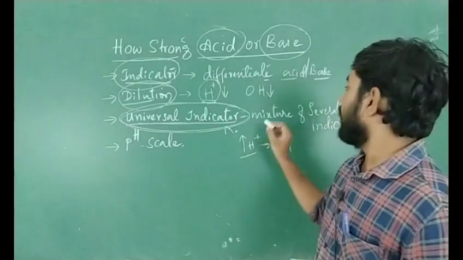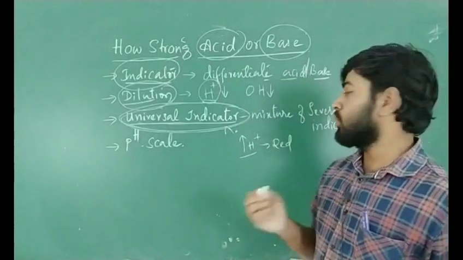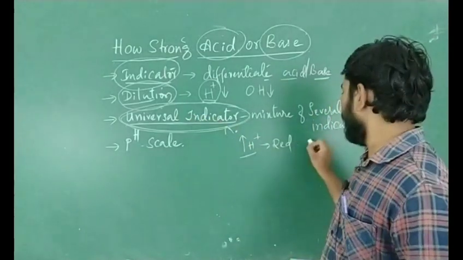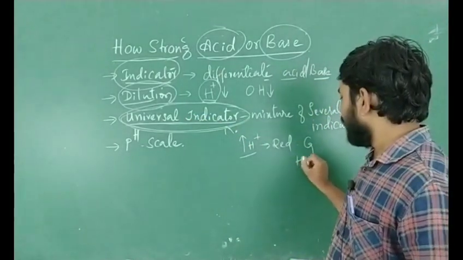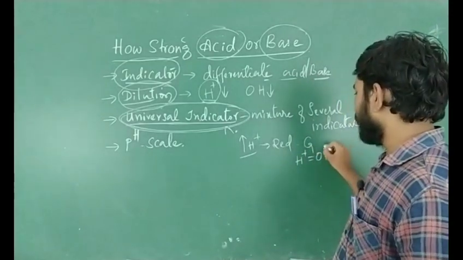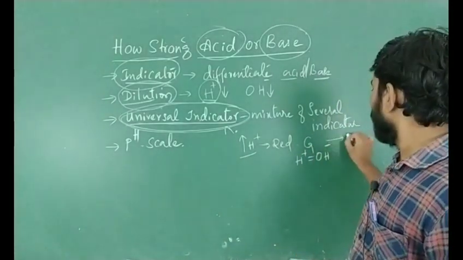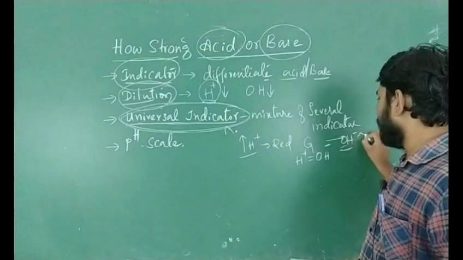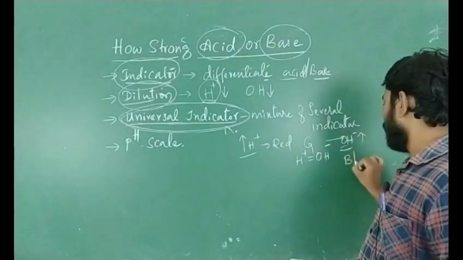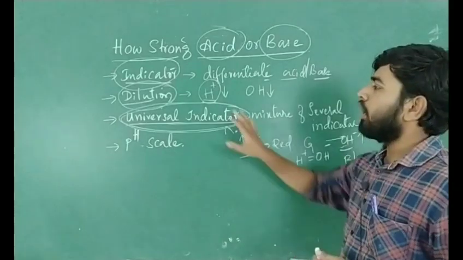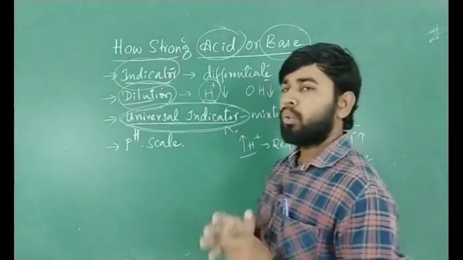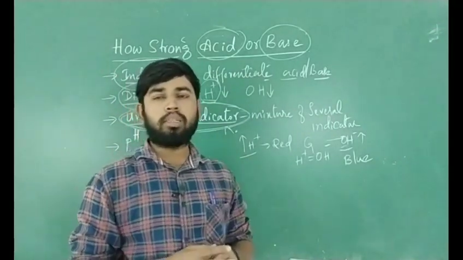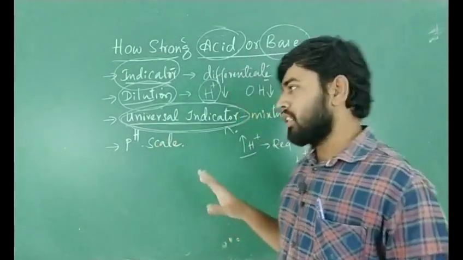Similarly, if the solution contains an equal number of H plus ions as well as OH minus ions, then this indicator will show the green color. Similarly, suppose more and more hydroxyl ions are there, then this universal indicator will show the blue color. In this way we can use the universal indicator to determine strong acid, moderate acid, weak acid, neutral solution, similarly mild base, moderate base and strong base.